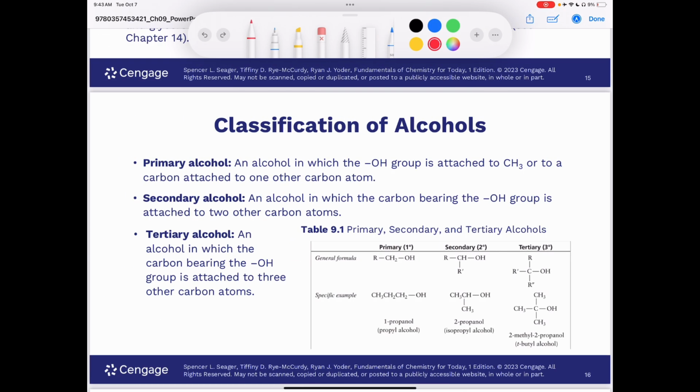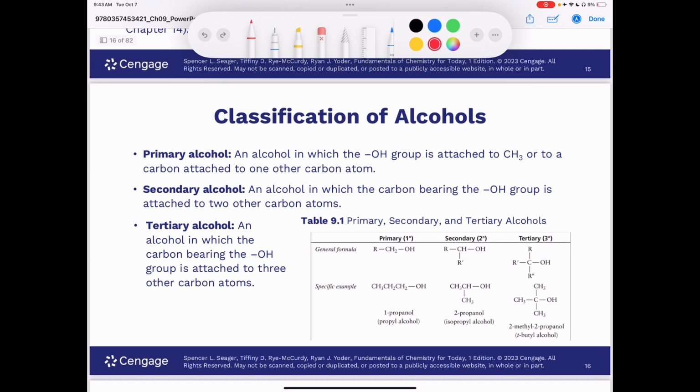All right, classification of alcohols. If you remember at the introduction of this video, I said you're going to learn how to classify alcohols as primary, secondary, and tertiary. And it's relatively straightforward. For a primary alcohol, it's going to be an alcohol in which the hydroxy group is attached to CH3 or to a carbon attached to only one other carbon atom.